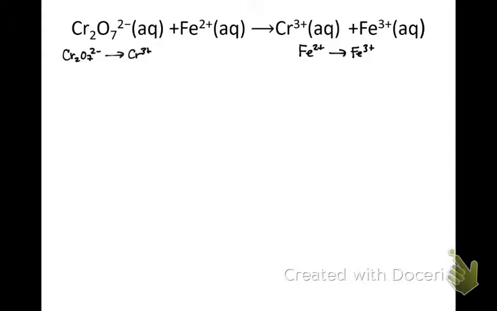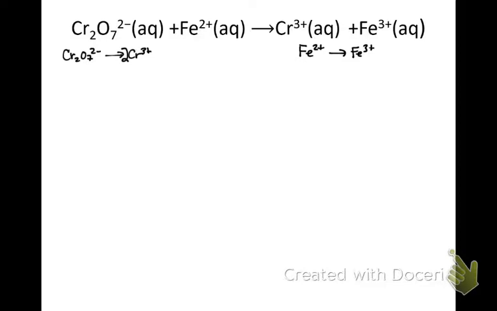Now, next step is to balance all of the atoms that are not hydrogen and oxygen. Okay, so if we start here with the chromium one, we see that we have two chromiums in dichromate, so that means that we need a 2 in front of the chromium 3+. Now all of the atoms except for oxygen and hydrogen are balanced. If we go over to the iron one, we see that we have one iron 2+ and one iron 3+, so those are good to go.